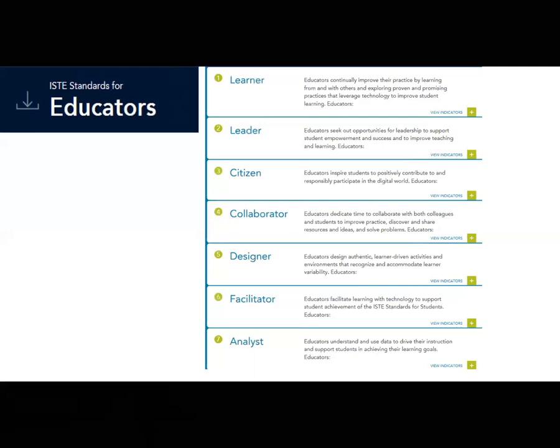Now, a teacher is a collaborator. Educators dedicate time to collaborate with both colleagues and students to improve practice, discover and share resources and ideas, and solve problems. Designer, facilitator. Educators facilitate learning with technology to support student achievement of the ISTE standards for students. Guys, you cannot ask students to do what you're not willing to already be incorporating in your class.